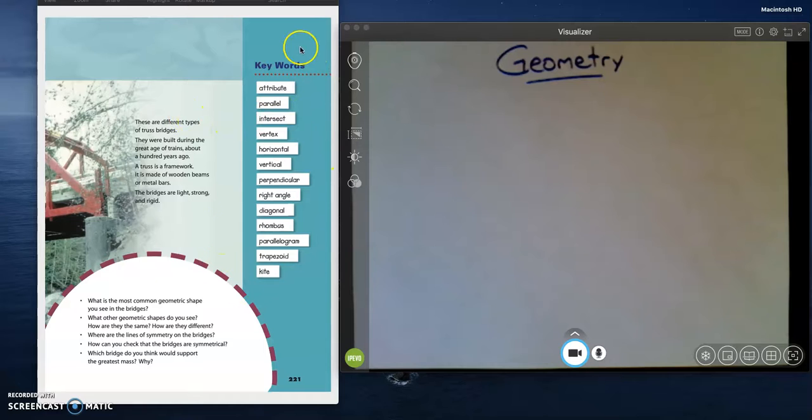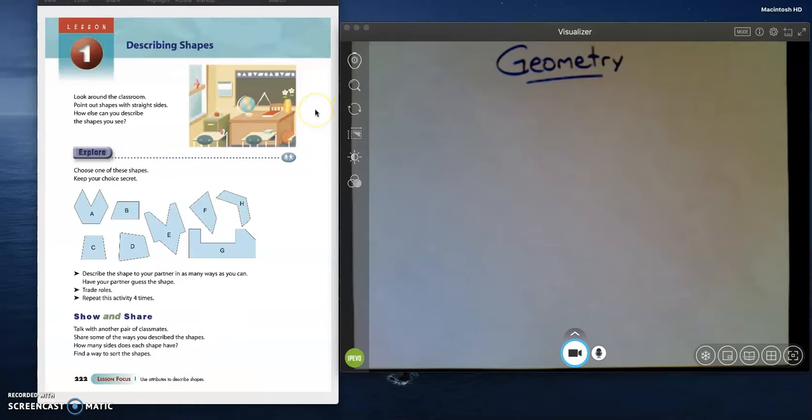Keywords here, I like to take a peek at those every once in a while. Attribute, parallel, intersect, vertex, horizontal, vertical, perpendicular, right angle, diagonal, rhombus, parallelogram, trapezoid, kite. You are going to need to know all of these very, very well.